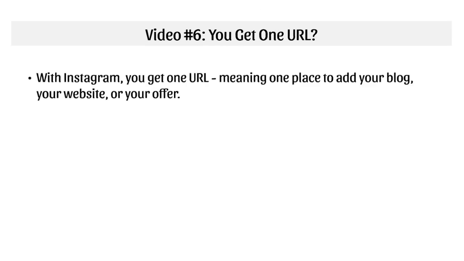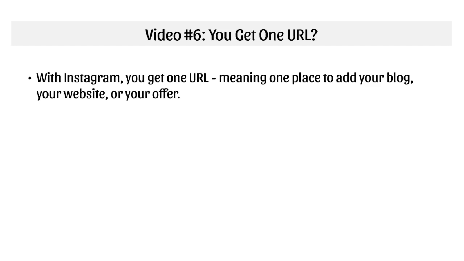So the reality is with Instagram, you get one URL, meaning one place to add your blog, your website, or your offer. It's not like Facebook where you can create a post every single time and put a URL directly to your offer. You get one URL, so you've got to choose it wisely. So the question is, what URL should you use?